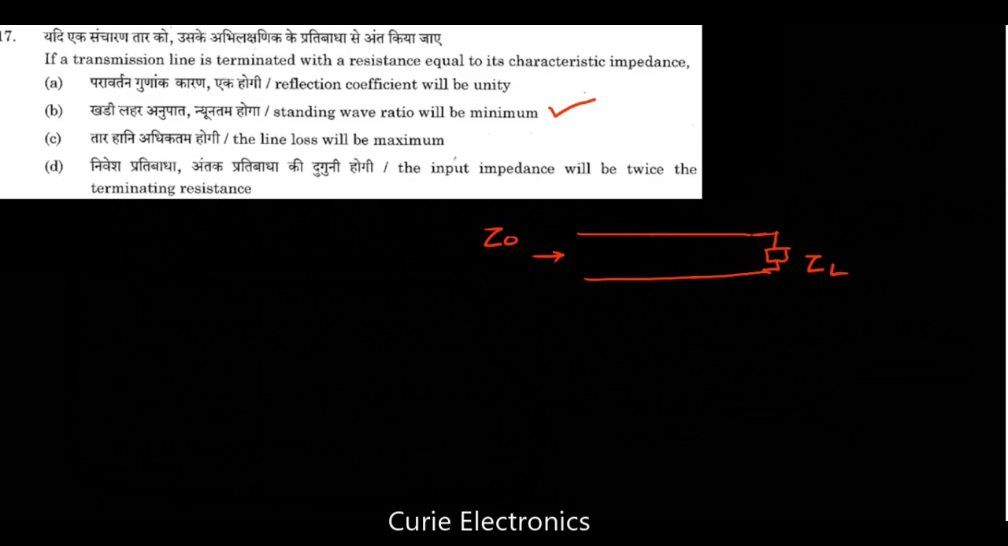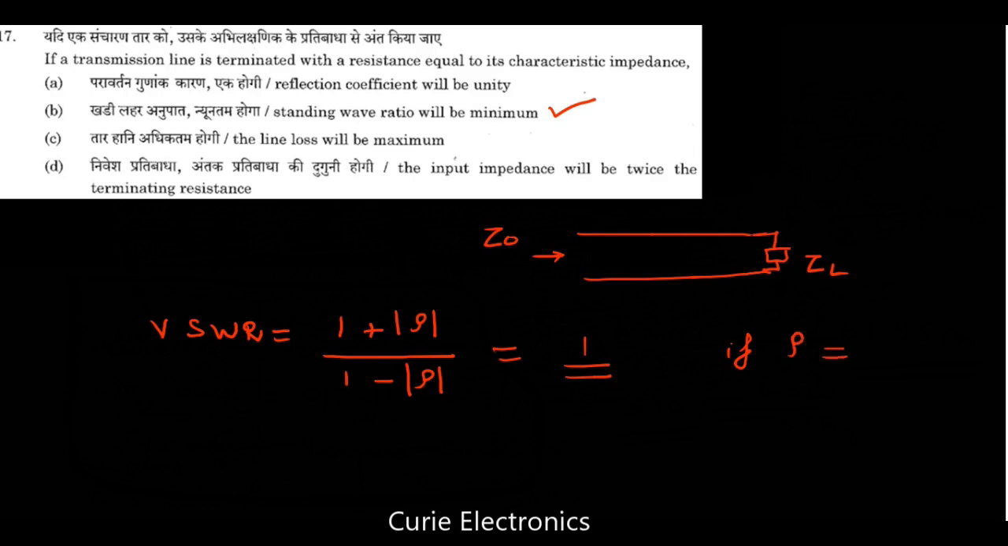There is one term called voltage standing wave ratio, which is given by 1 plus mod of reflection coefficient upon 1 minus mod of reflection coefficient. We are not bothered about the phase, that is why we take the mod. Now if it is perfectly matched, the reflection coefficient is going to be 0, so we will get a value of 1. That means it's a perfectly matched load.